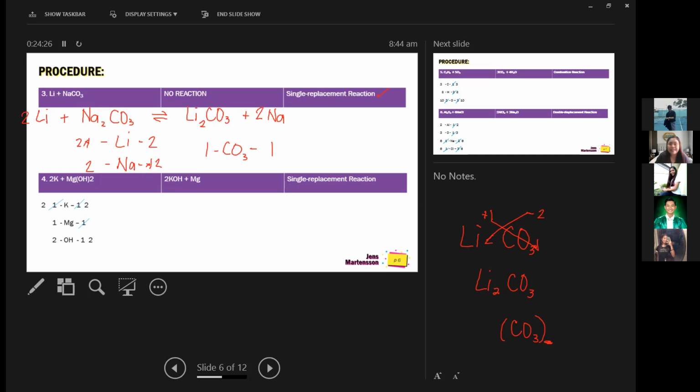So for number 3, the correct answer is you have there 2 molecules of lithium reacting with 1 molecule of sodium carbonate. And then this will yield 1 molecule of lithium carbonate plus 2 molecules of sodium. This is for number 3. Any question or clarification for number 3?